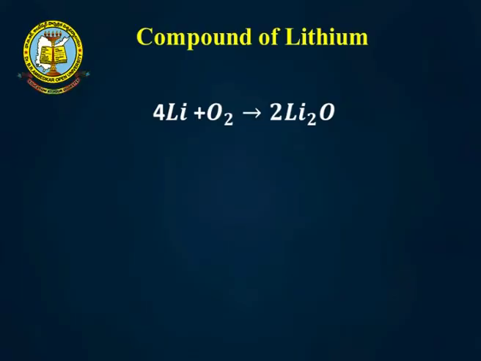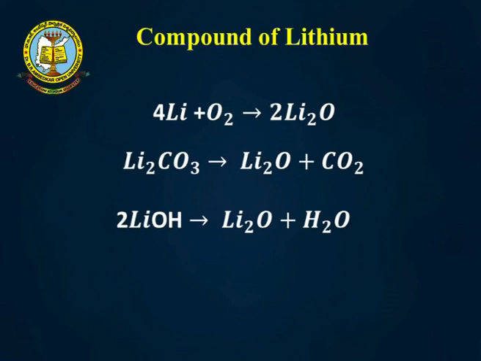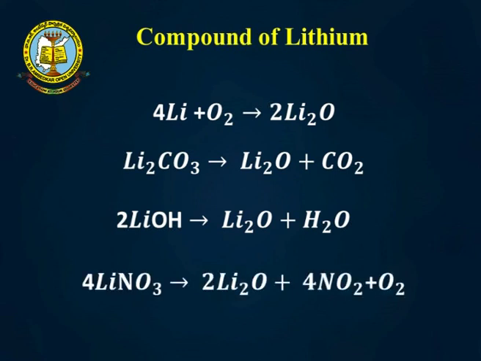When lithium is treated with oxygen, it forms lithium oxide. Lithium carbonate decomposes into lithium oxide and carbon dioxide. Lithium hydroxide, when heated, also forms lithium oxide, with water formed as a byproduct in this reaction. You can also get lithium oxide by reacting lithium nitrate.